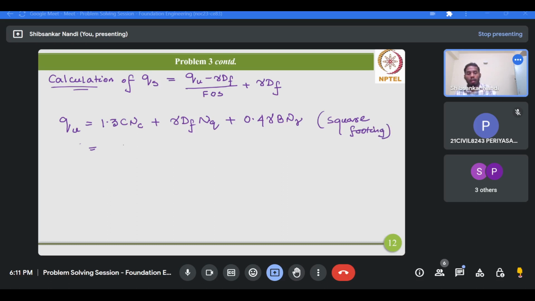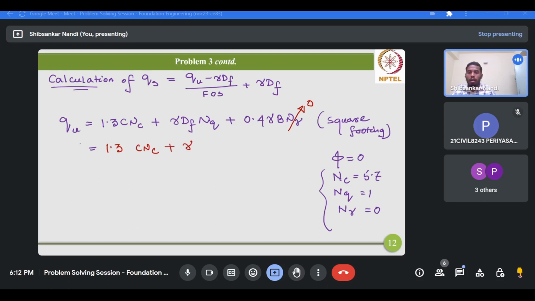Okay. Now, since the soil is basically cohesive in nature, that means phi value is 0. And since this phi value is 0, the bearing capacity factors would be NC is 5.7, NQ would be 1, and N gamma would be 0. Okay, so that means this third component will basically vanish, leaving only the first two components. So 1.3 C NC plus gamma Df.